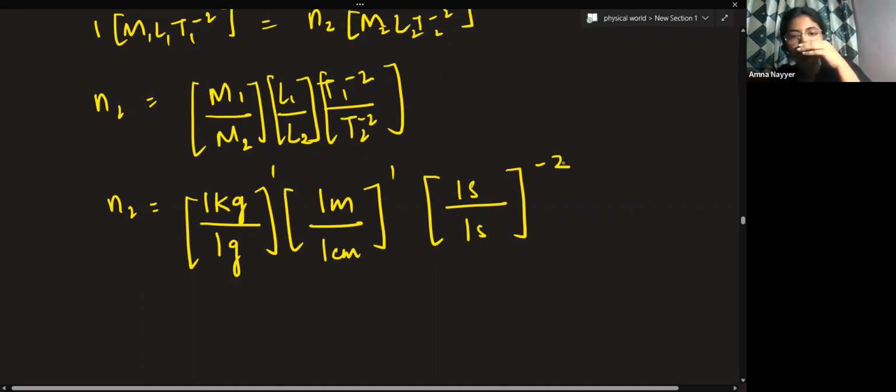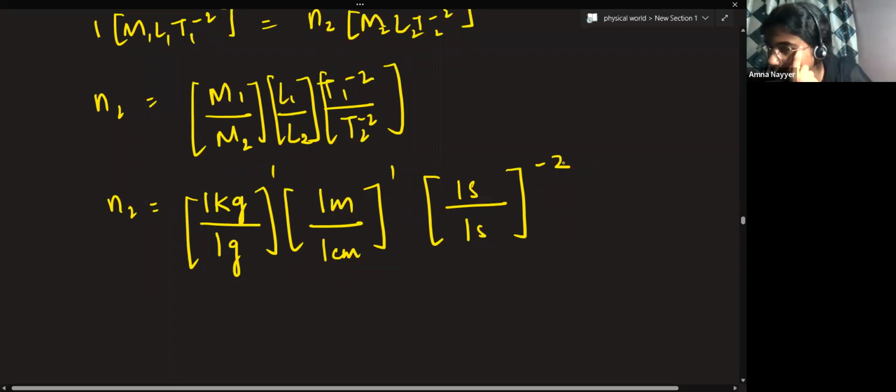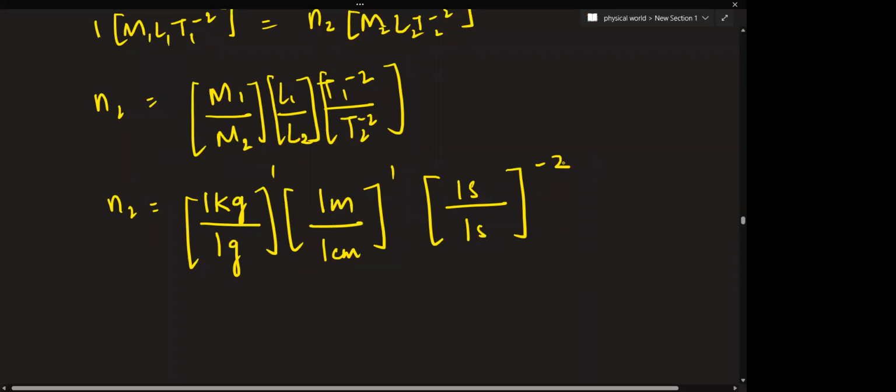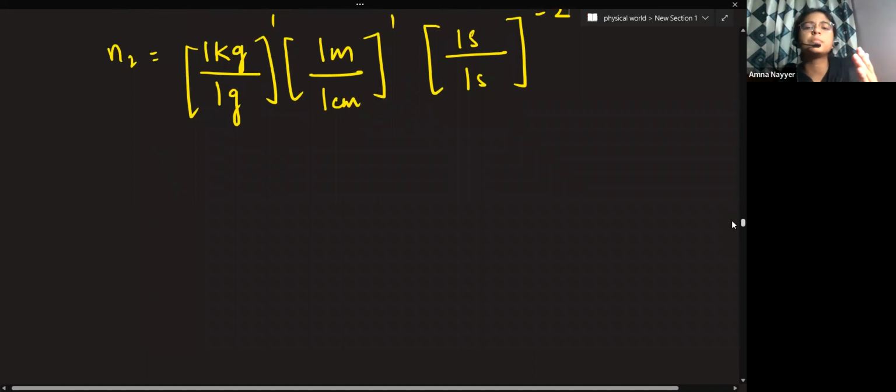First tell me, is this clear? What have we done till now? Any doubts till now? Yes, Aram, Arnav? No, ma'am. Alright. Now see, now this conversion you remember, no? Kg into grams, meters into centimeters. This is easy for you. So now write it, convert it.